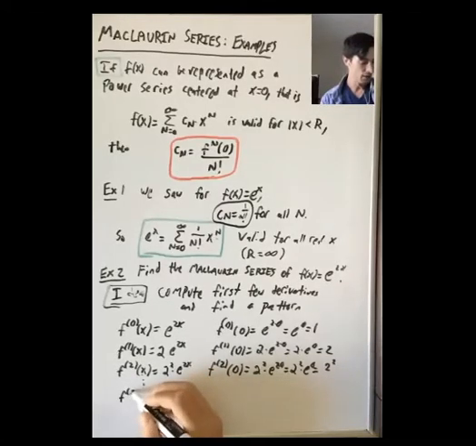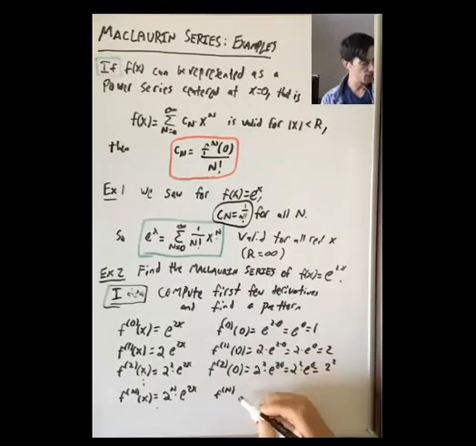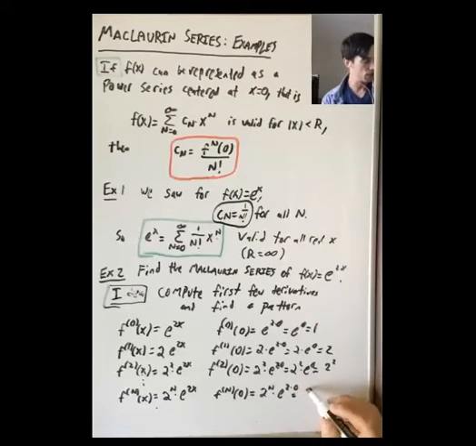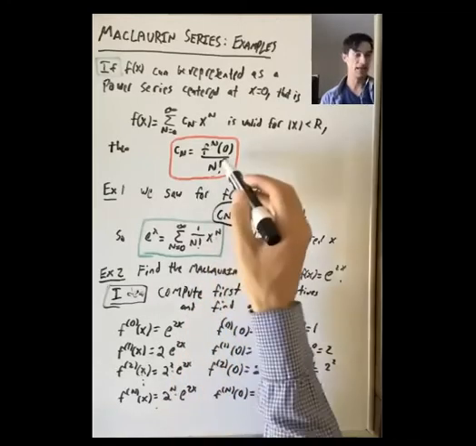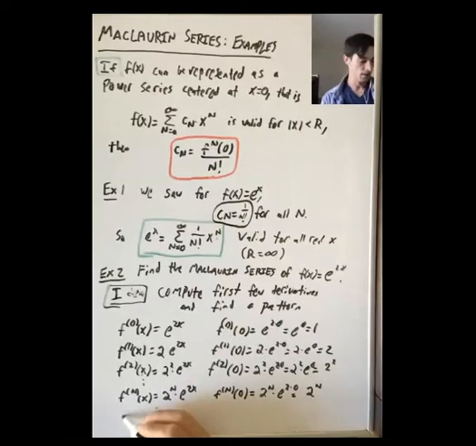And in general, if you take the nth derivative, what you get is 2 to the n times e to the 2x, which means if we want to take the nth derivative and evaluate at 0, what we get is 2 to the n times e to the 2 times 0, which is 2 to the n times 1, which is 2 to the n. So what does that mean? In this expression, f^(n)(0) divided by n factorial, we see that we get 2 to the n over n factorial.